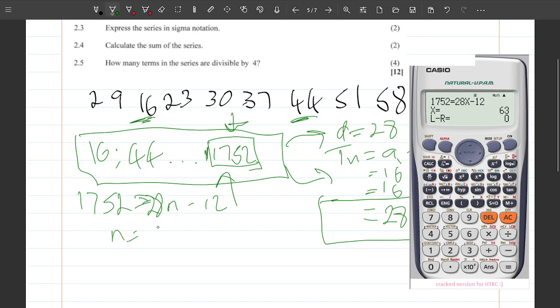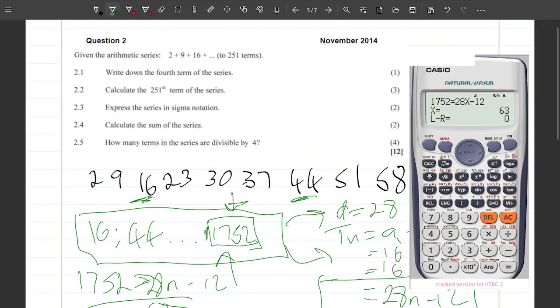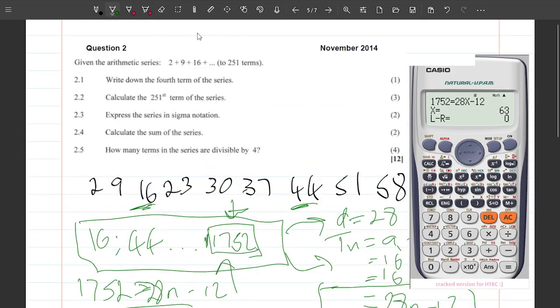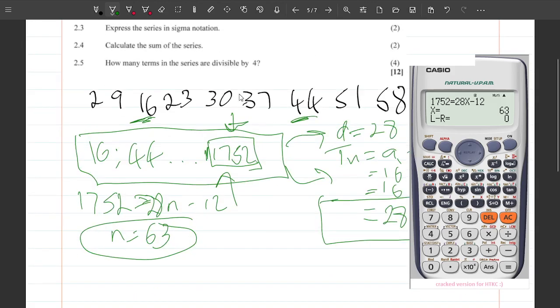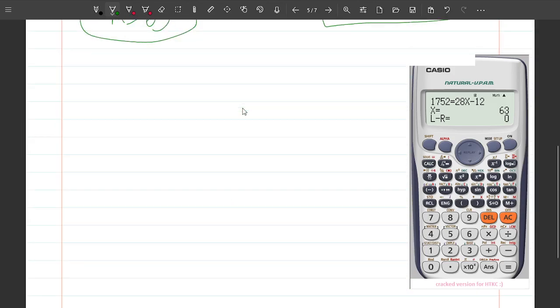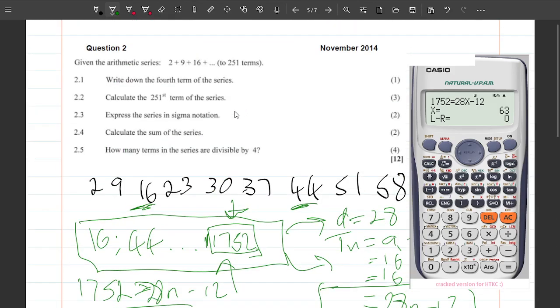So n is 63. This is the number of terms in this one that are divisible by 4. And that is that arithmetic number pattern question complete. So good luck, practice it, and I'll see you in the next one.